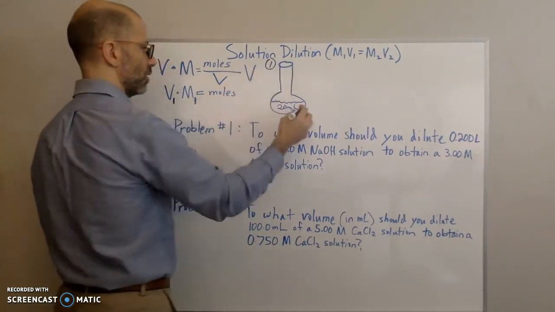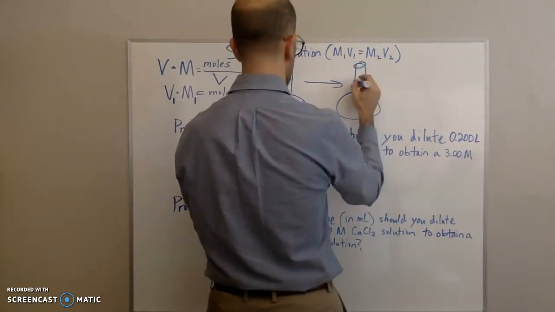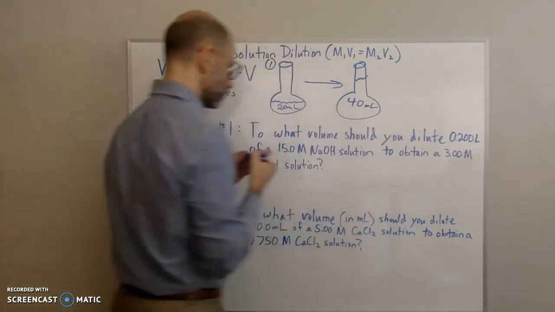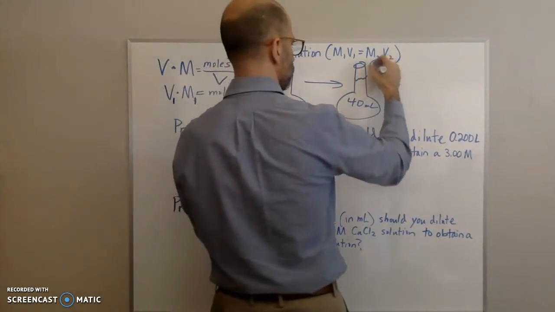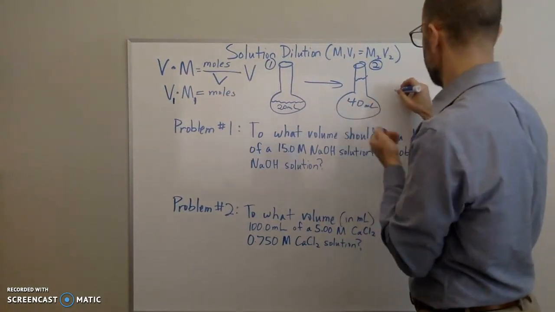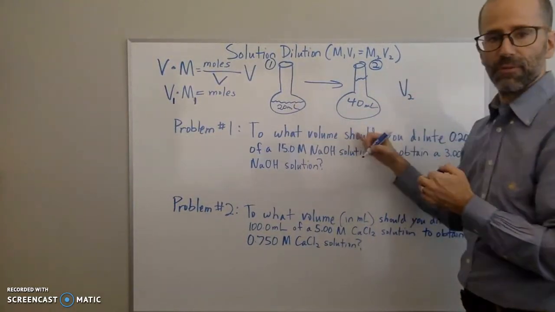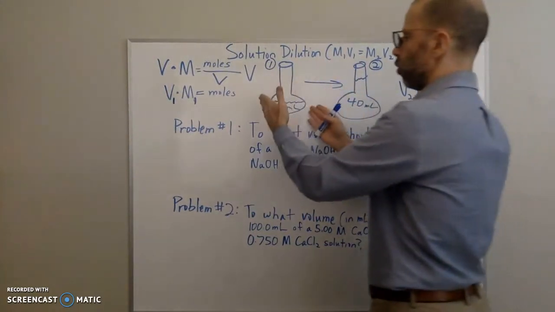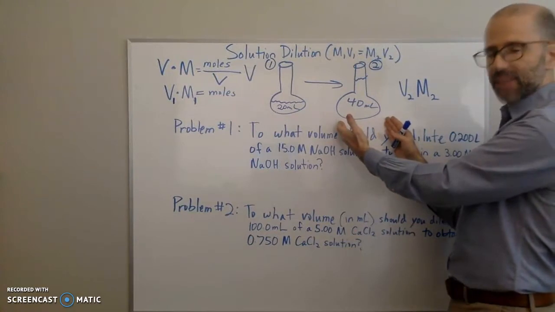So this is situation one, and then I add water to it, and now the water is up to here, and now let's say it's 40 mils. All I did was add more water, and so this would be situation two. Now I'm going to have the same number of moles, but a different volume, so I'm going to have a V2. And then I'm going to have a different molarity as well, and we'll call that M2. Before I diluted, I had a certain number of moles in there, and after I dilute it, I have the same number of moles.